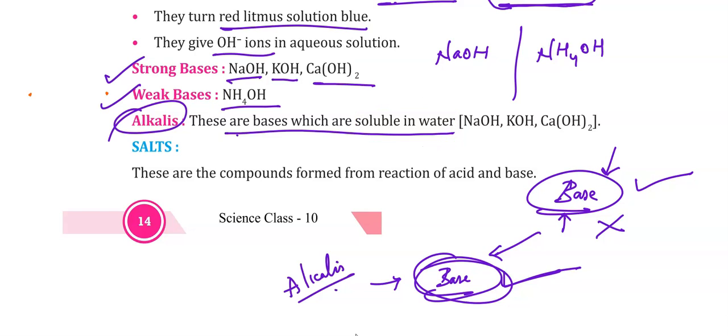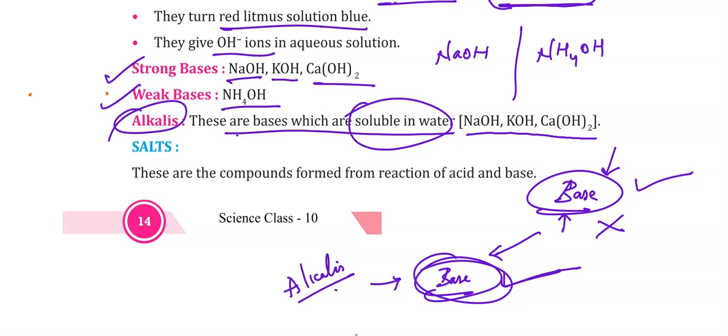Alkalis are bases. Alkalis are nothing but bases, they belong to bases. But they are soluble in water, so we call them alkalis. Example: sodium hydroxide, potassium hydroxide, and calcium hydroxide.